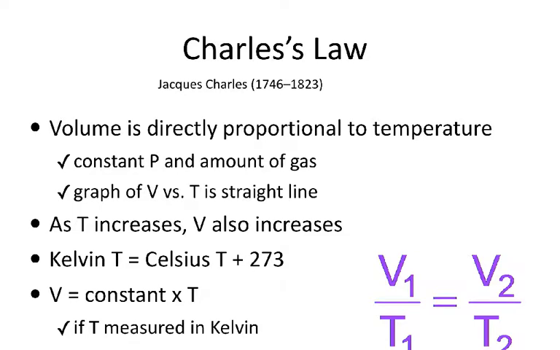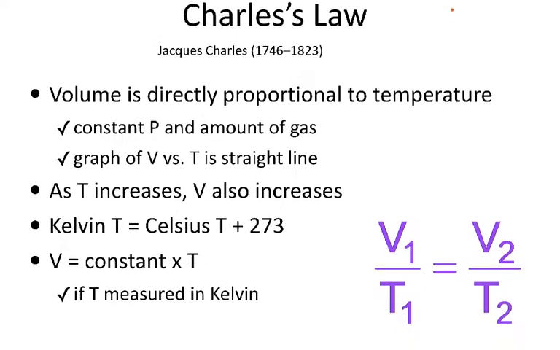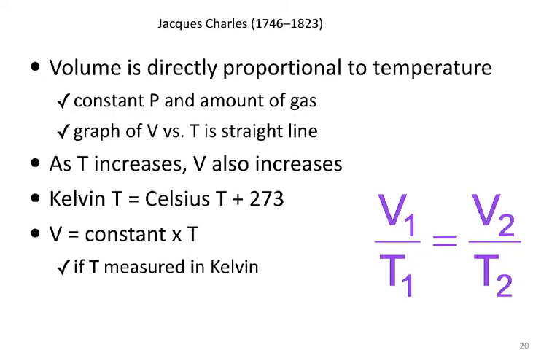Our next law is Charles' law, and it involves the relationship between volume and temperature while keeping constant pressure and a constant amount of gas. It's important to note that this only works for temperature in Kelvin. You need to convert over to Kelvin from Celsius. The way you do that is you add 273 to the Celsius temperature. And so if your temperature increases, your volume also increases.